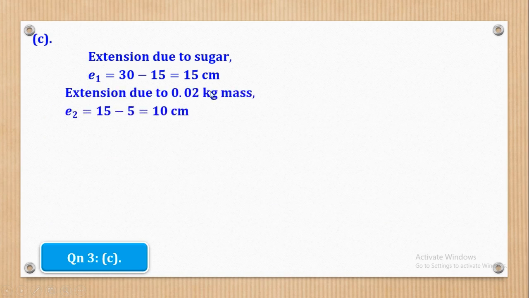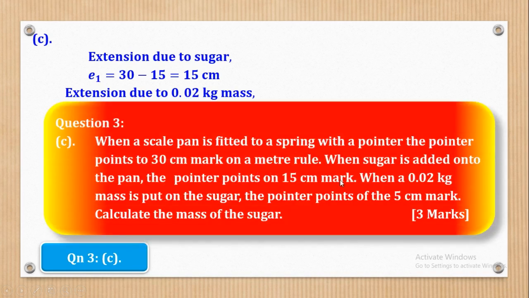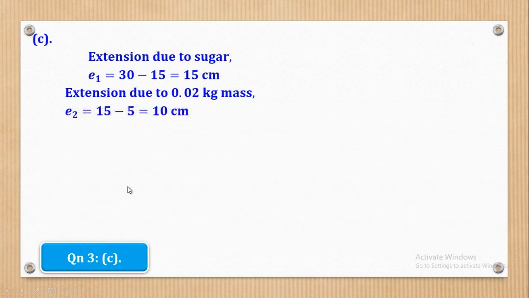Now the extension due to the 0.02 kilogram mass. Remember, before you put the 0.02 kilogram mass, the pointer was at the 15 centimeter mark, and after you put it there, the pointer went to the 5 centimeter mark. So the difference between the two will give you the extension due to the 0.02 kilogram mass. We call it E2, so E2 is 10 centimeters.